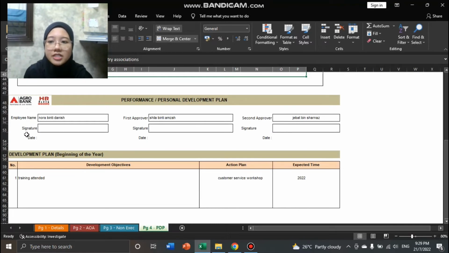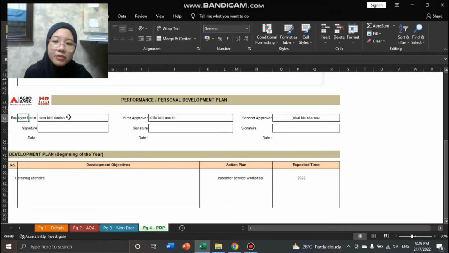For this section, we have to fill up the employee name, for example, Nora Binti Danish. First approval, which is a branch manager, for example, Sheila Binti Amzah. And the second approval, which is assistant branch manager, which is Chirpat bin Sharnas. And they have to sign and fill up the date.